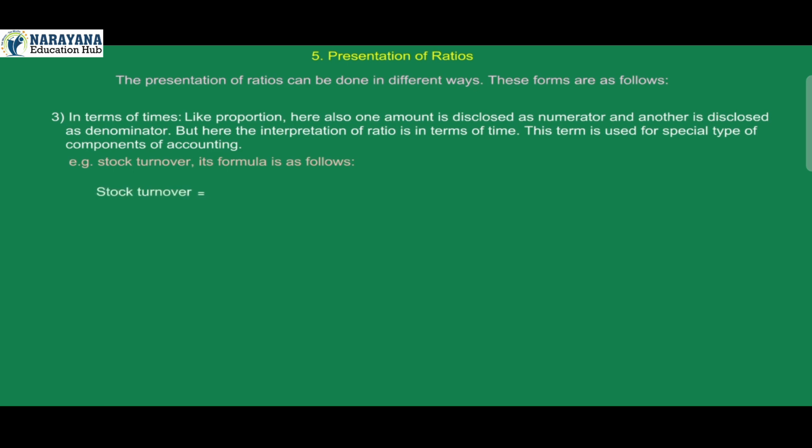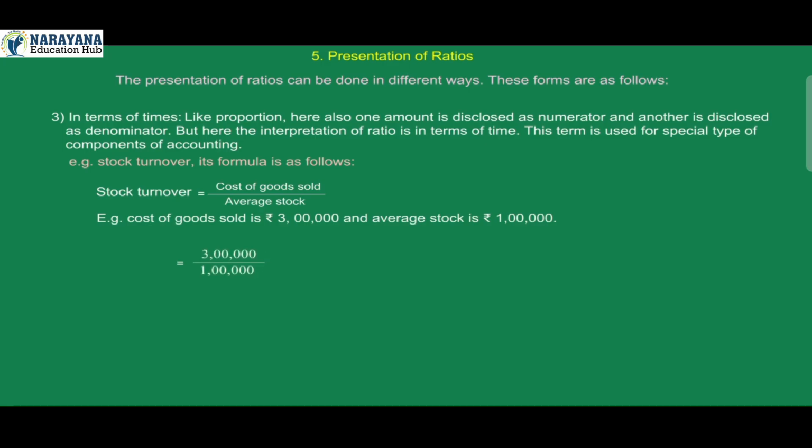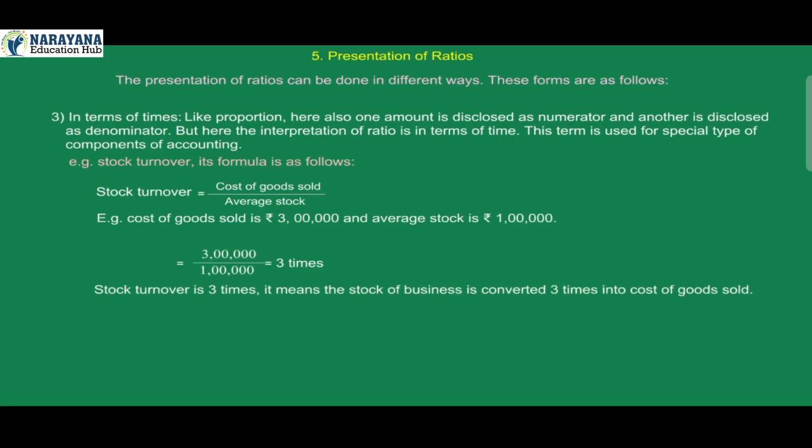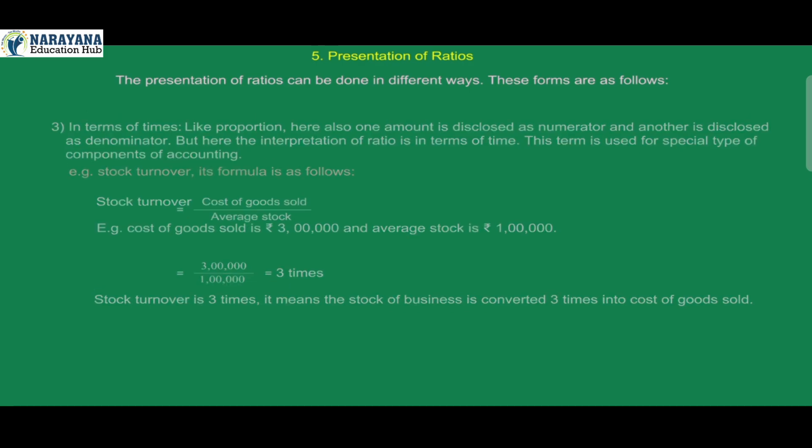Stock turnover is equal to cost of goods sold divided by average stock. Example, cost of goods sold is rupees 3 lakh and average stock is rupees 1 lakh. It is equal to 3 lakh divided by 1 lakh, which is equal to 3 times. Stock turnover is 3 times. It means the stock of business is converted 3 times into cost of goods sold.